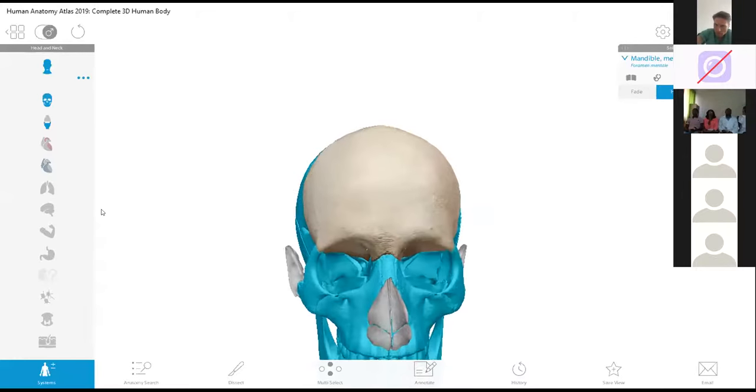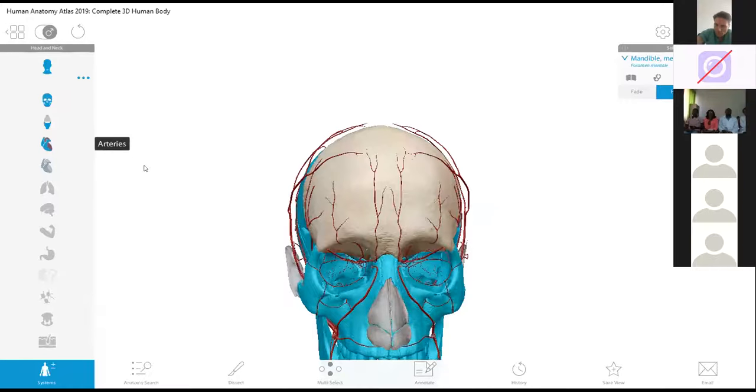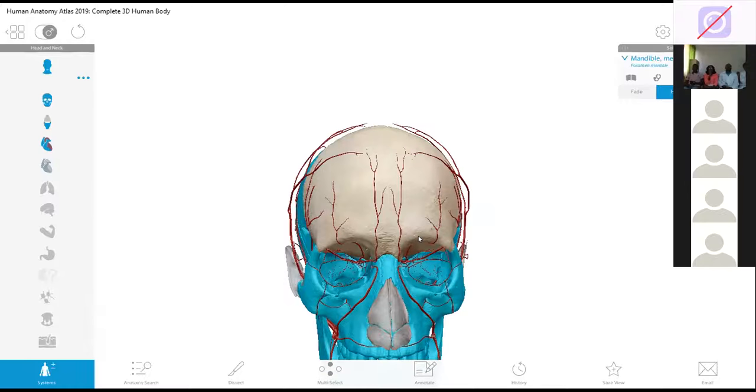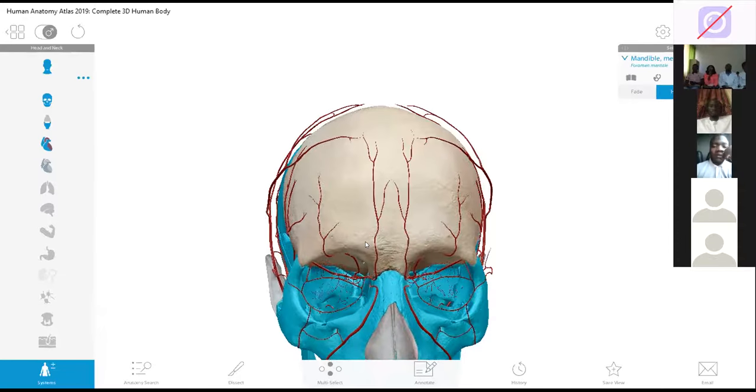Yeah, so here we have the rest of the skull and then the arterial circulation. Like we know, the external circulation comes from the external carotid artery, while the internal comes mostly from the internal carotid artery. What we can notice here, let me zoom. So we were talking about the supraorbital foramen, which gave passage to the supraorbital arteries and veins. So this is the supraorbital artery going through the supraorbital foramen.